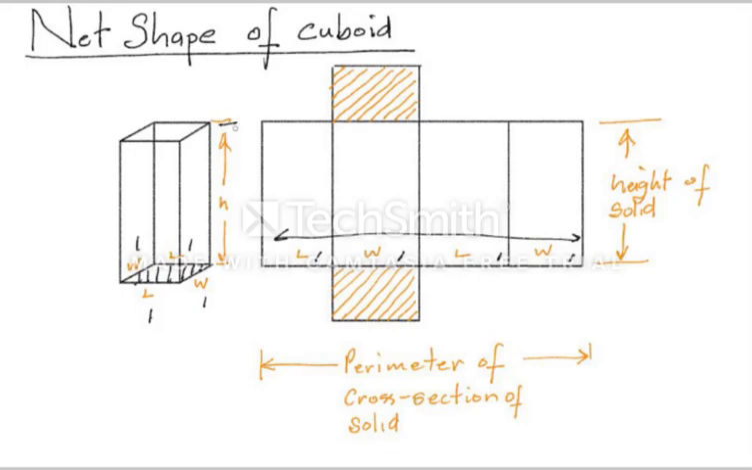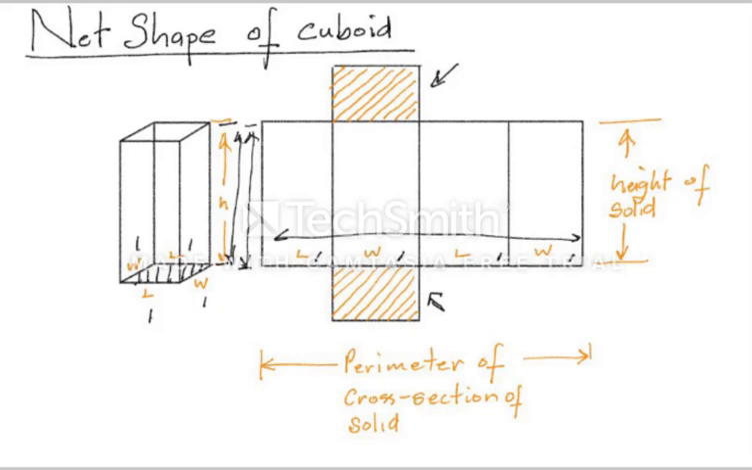Now the height of the solid, this is the height of the solid, becomes the length of the other side of the rectangle. So we're looking at net shape and we're learning that the middle part of a solid shape with a uniform cross section opens out into a rectangle, and then the shaded portions at the top and the bottom are the top and the bottom of the closed cuboid. But the middle section opens out into a rectangle. This is true of all solids with a uniform cross section.